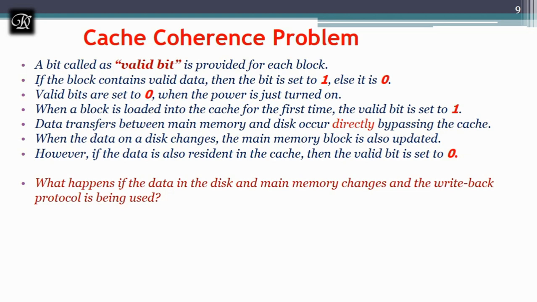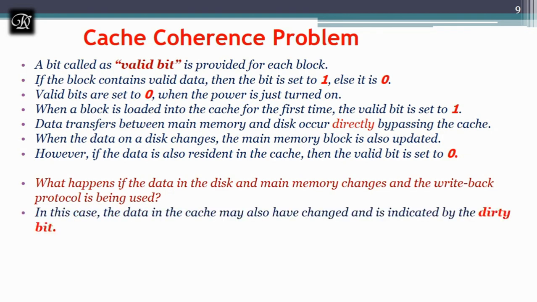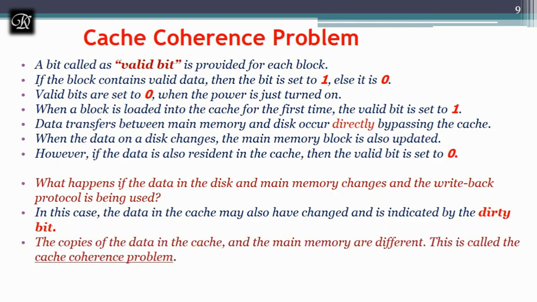Write back means it is going to update once we are replacing. Then we are going to get the old data. In this case, the data in the cache may also have changed, and this is indicated by a dirty bit. So the previous data is modified in the RAM, but whatever I have in the cache is not modified. The copies of the data in the cache and the main memory are different. This situation is called the cache coherence problem.